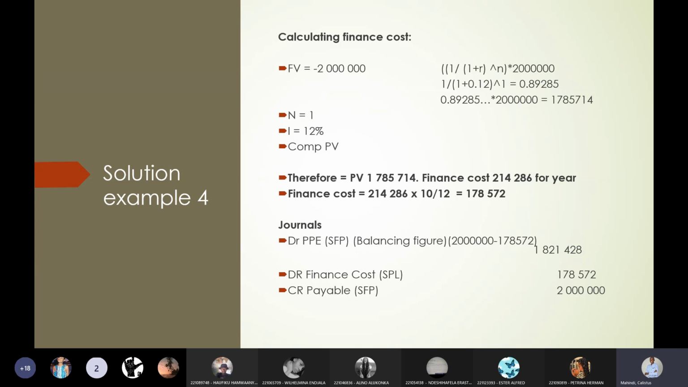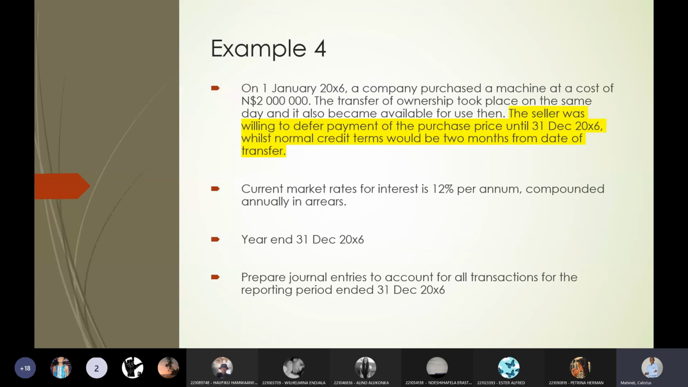However, let us go back to our question. The question told us, this is the part highlighted in yellow, the seller was willing to defer payment of the purchase price until 31 December 20x6, while normal credit terms would be 2 months from the date of transfer. Okay, so 2 months from the date of transfer. When is the date of transfer? The date of transfer, we're told, is 1st of January 20x6. It tells us in the previous sentence, the transfer of ownership took place on the same day and the asset also became available for use then. All right.